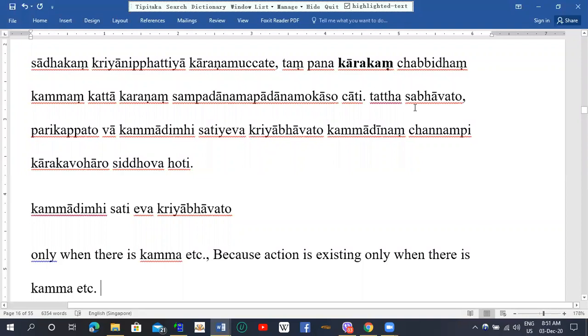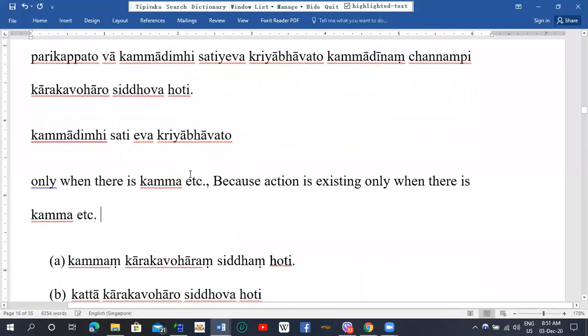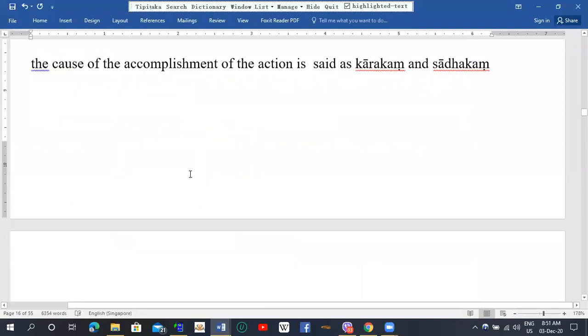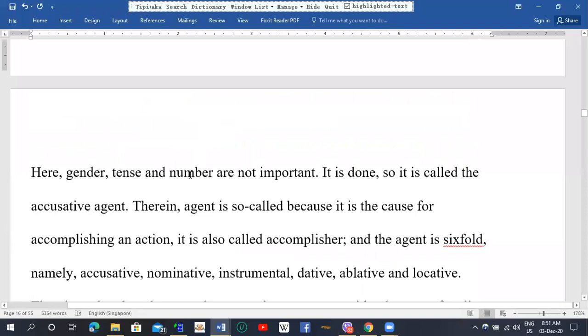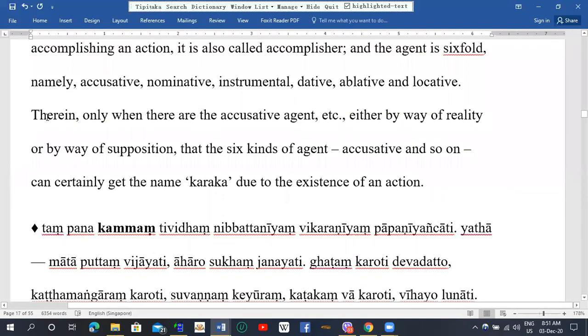The bawato, prikapato, wakamate, misati, wakriya bawato, kamatina, bichana, kamatina, chana, bikaka, oharo, seto, wahoti. Okay, look at Penelope Kusla's translation. He translates: only when there are adjusted agents, extra. Either find way of a reality or find way of a supposition.